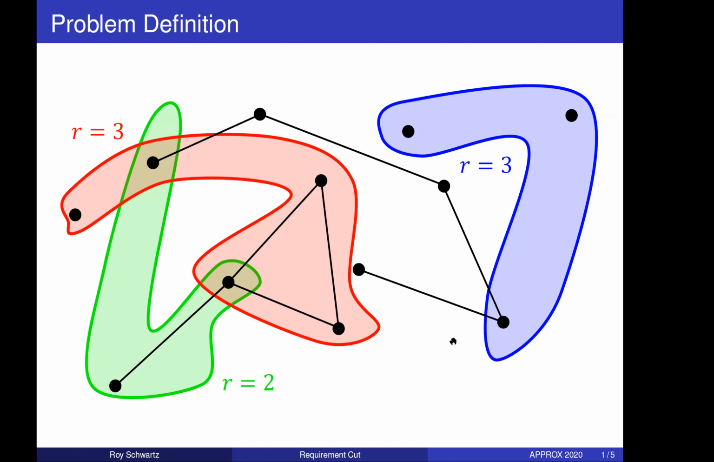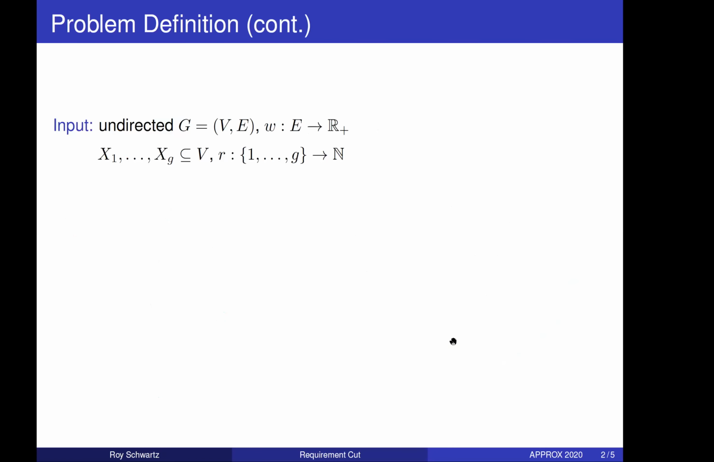Okay, so this is what is called the requirement cut problem. So formally, the input is an undirected graph G. We have non-negative weights on the edges, which we call W. And there are g groups of vertices, X1, X2, and so on, which are the terminals essentially.